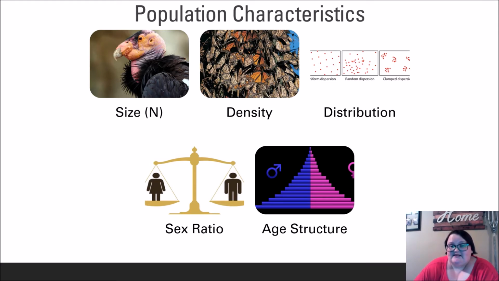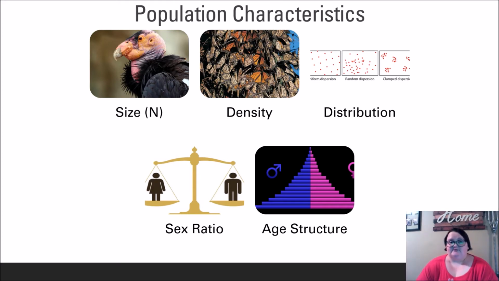Size plays a large role in the second factor, density, which is the number of organisms living in a given area. It's most commonly given as the number of organisms per square kilometer or hectare. The third factor, distribution, is affected by both size and density. Distribution looks at the arrangement of organisms in the space of their ecosystem. Distribution can be uniform, random, or clumped.